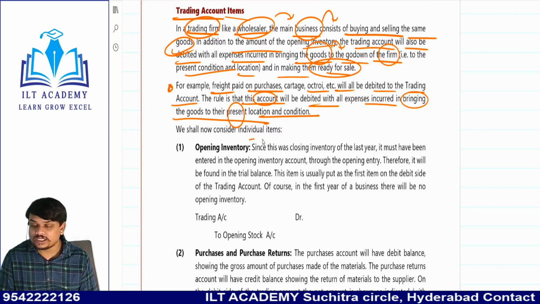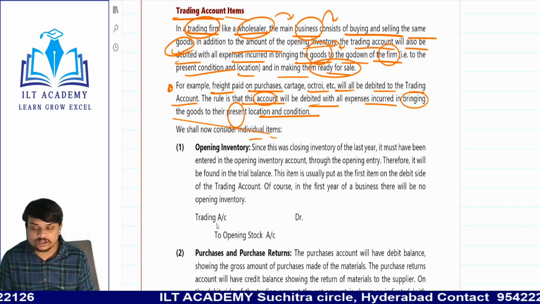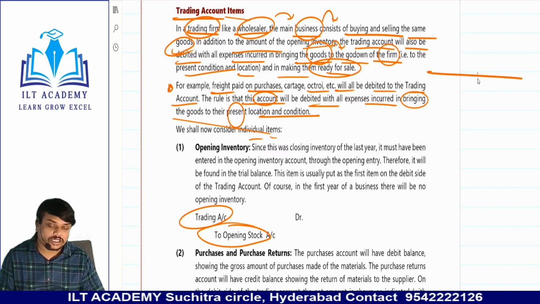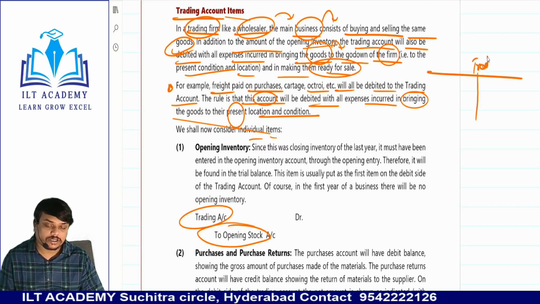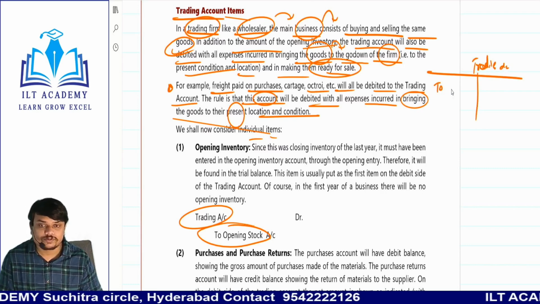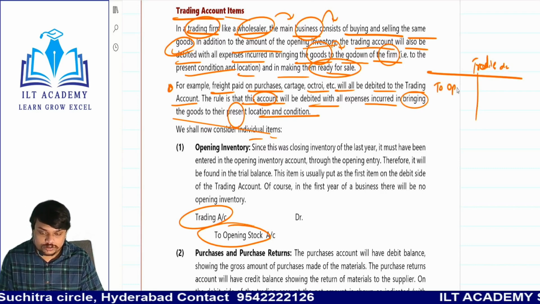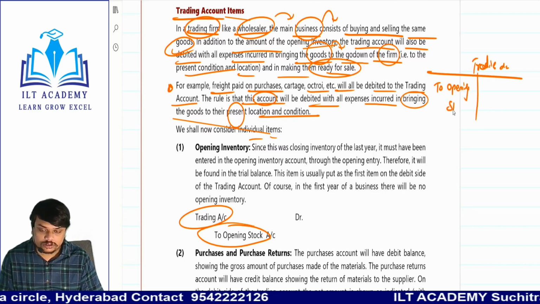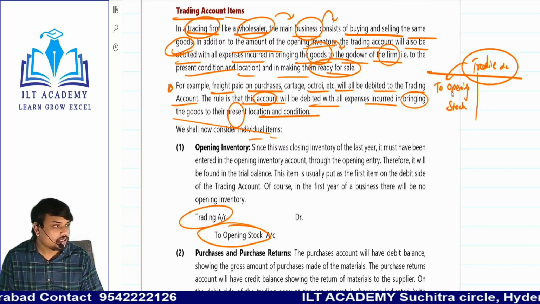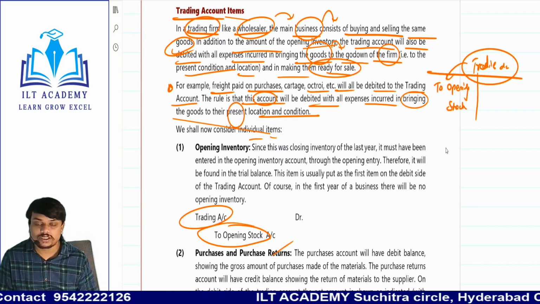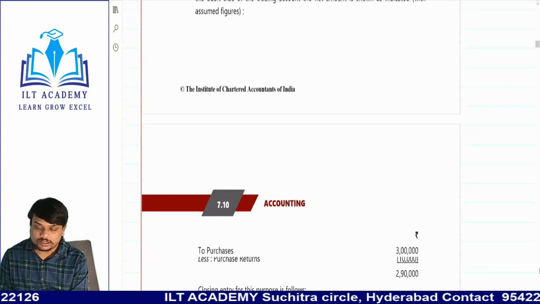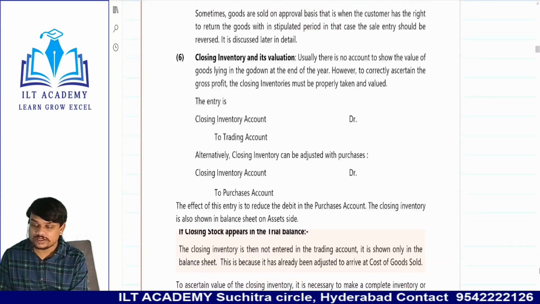We shall now consider the individual items. Like opening inventory, what is the journal entry? Trading account debit to opening stock. Now this is the trading account and this is opening stock. The journal entry is trading account debit to opening stock. Perfect. Purchases or purchase returns, again we write on the debit side, so it is basically the same thing. Carriage, freight.